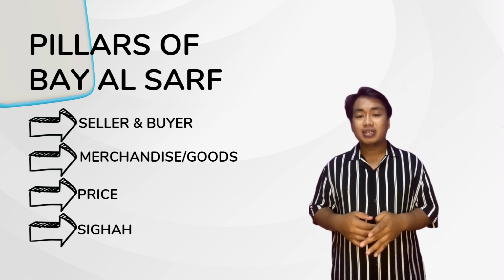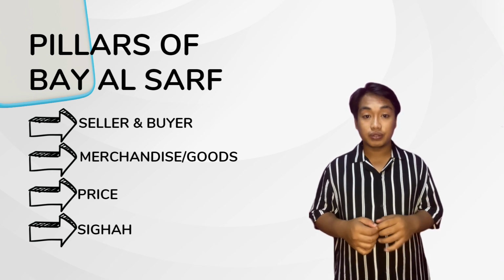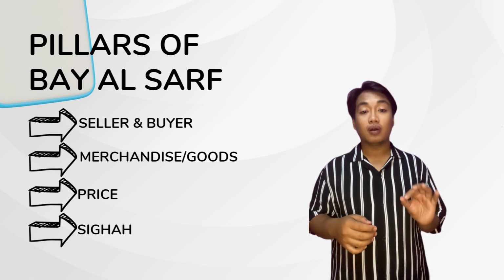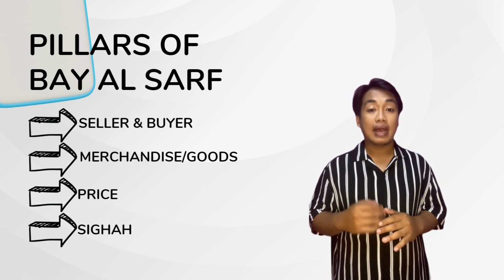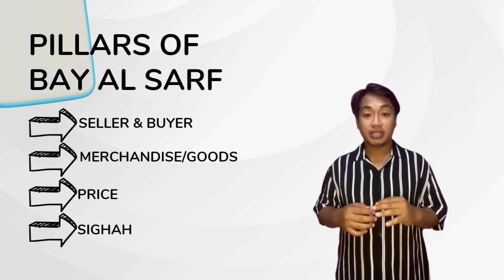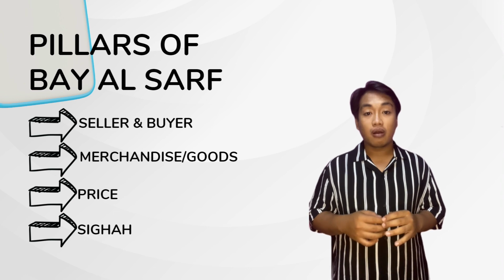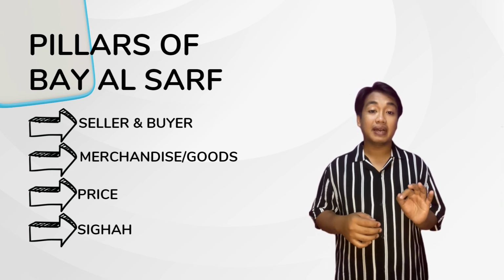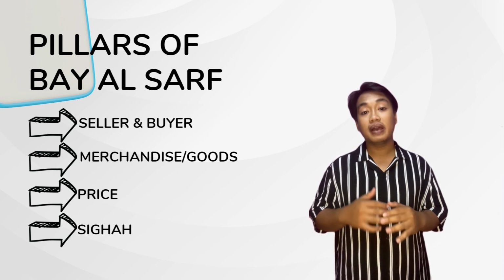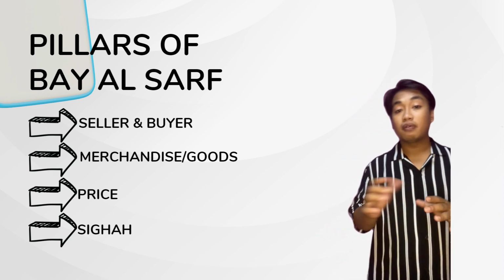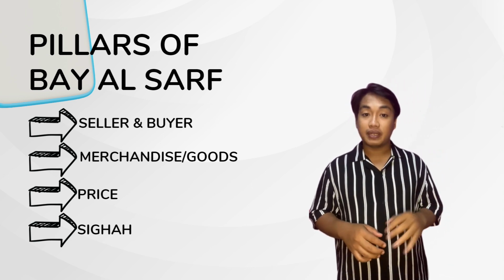Okay. The second pillar of Bai Al-Sarf is merchandise or goods. The merchandise or goods being sold must be lawful, must be halal goods in the possession of the seller and capable of being delivered to the buyers. The goods should be clearly described and agreed upon by both parties. The third pillar is the price.